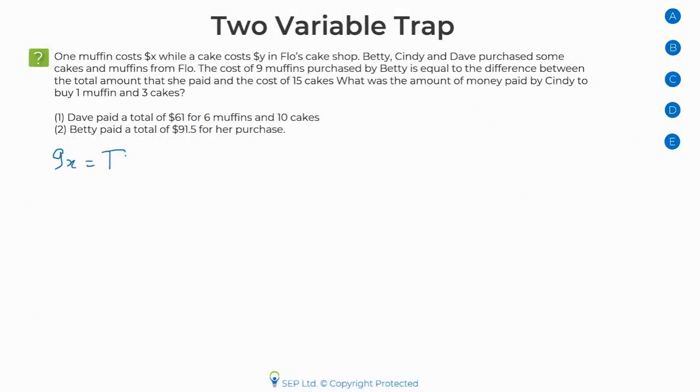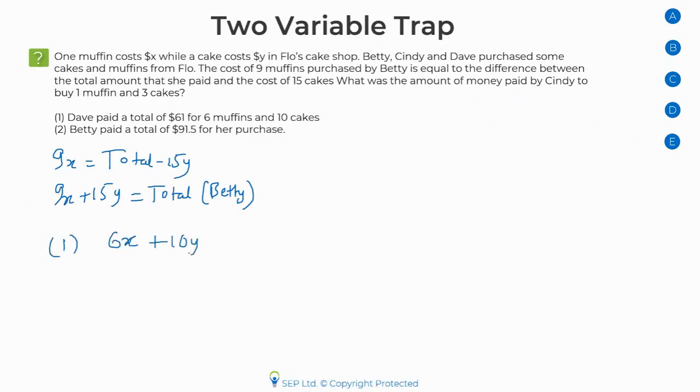9x equal to total minus 15y, which means 9x plus 15y equal to total. Remember, this is for Betty. Now, the first statement, 6x plus 10y equal to 61. Is this alone sufficient? This is for Dave. Is this equation sufficient to find out the value of x plus 3y?